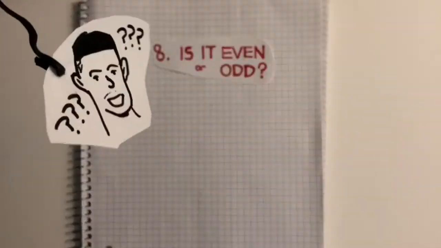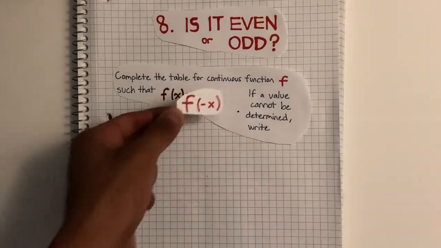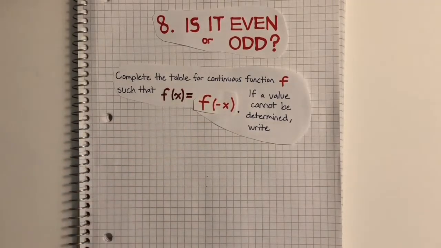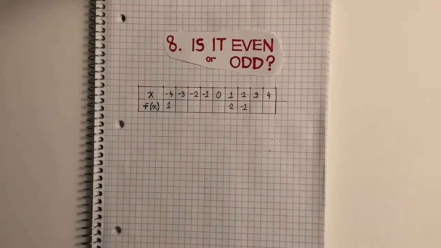Anyways, we are here to find out if we can determine whether a function is even or odd. Complete the table for a continuous function f such that f of x is equal to f of negative x. If a value cannot be determined, write x. Here, we have a table given a domain ranging from -4 to 4.